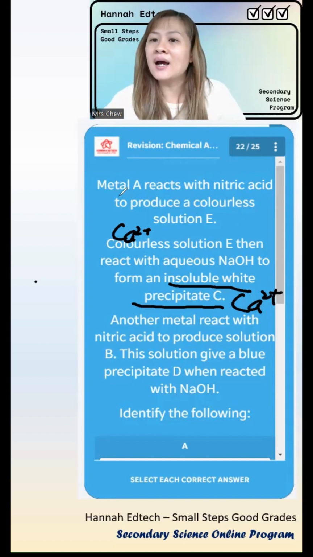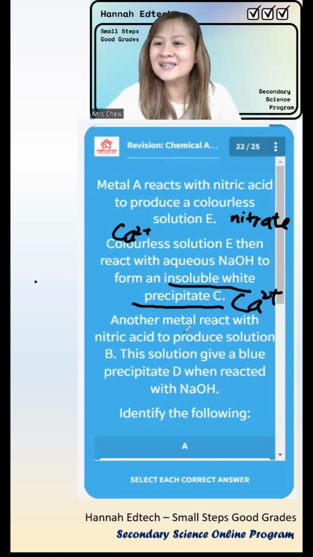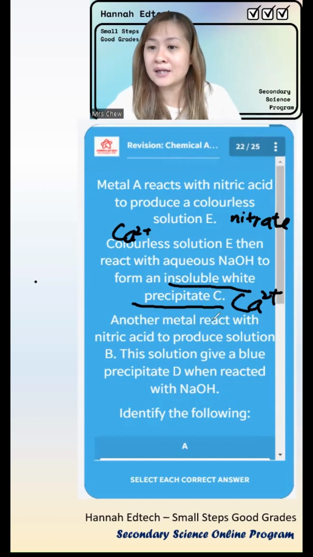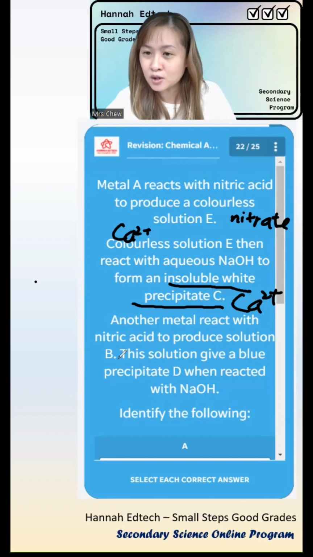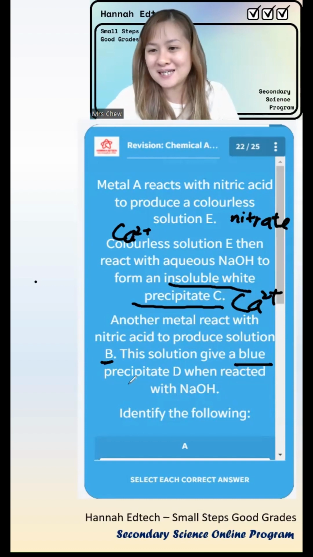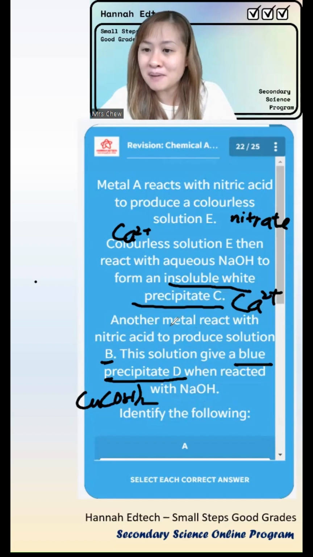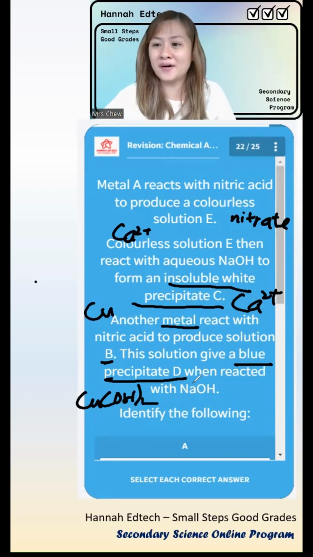Now, when a metal A reacts with nitric acid, you will have something nitrate. So you put the nitrate here, all right? Another acid actually reacts with nitric acid too, but this time around, it produces B that gives a blue precipitate. Only one cation will produce a blue precipitate, and that is copper. So this will be copper hydroxide, all right? And this metal will be copper, all right?